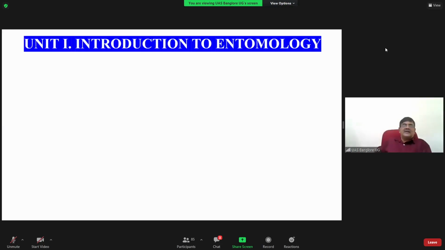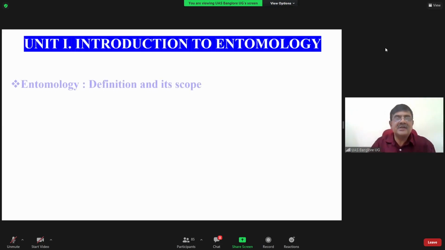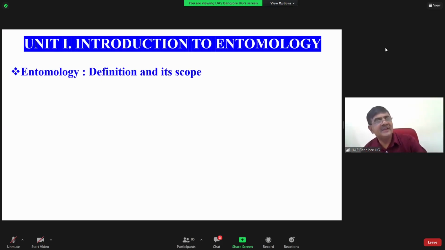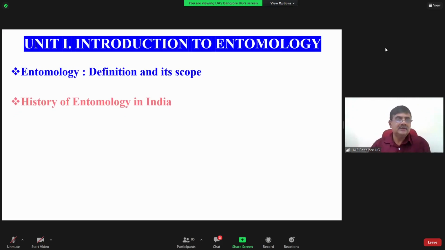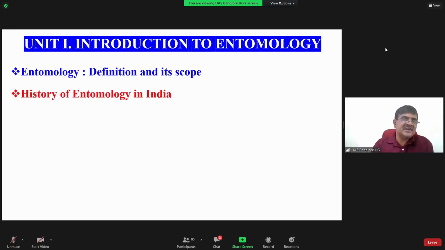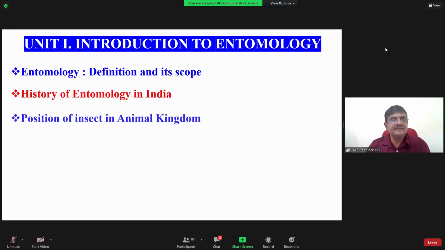Coming to the introduction part, we will be studying what is entomology, what is the definition of entomology, and what is the scope of this subject. And in this unit, we'll be studying the history of entomology in India. It may be the Vedic period or pre-Vedic period or modern period. What are the contributions of entomologists to entomology? This we'll be studying in the history part.